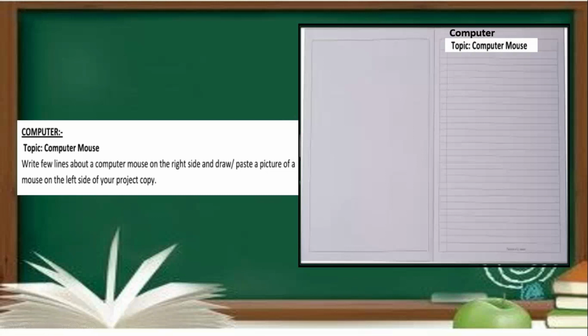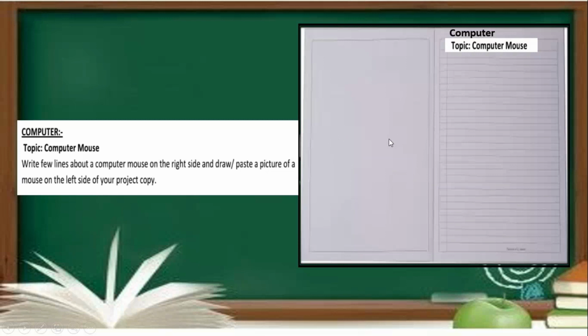Subject computer. The topic is computer mouse. First you will write computer on the top of the ruled page. Then you will write topic. Then you have to write few lines about a computer mouse on this right side, that means on the ruled page of your project copy, and you have to draw or paste a picture of mouse on the left side of your project copy.